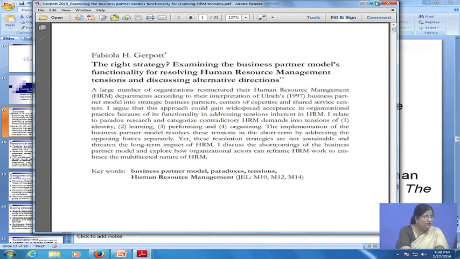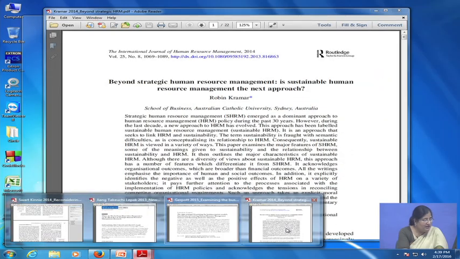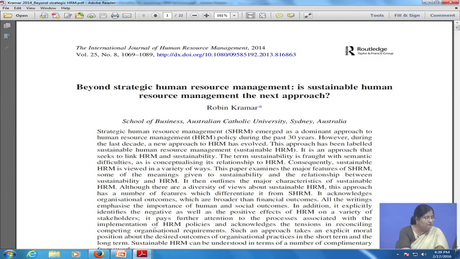This paper is called The Right Strategy, Examining the Business Partner Model's Functionality for Resolving Human Resource Management Tensions and Discussing Alternative Directions. And there's another paper by Robin Kramer. It's called Beyond Strategic Human Resource Management. Is sustainable human resource management the next approach?